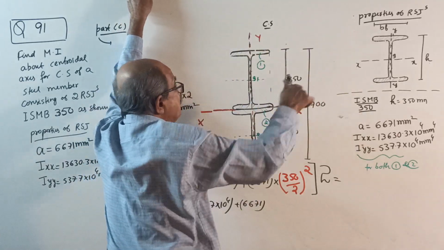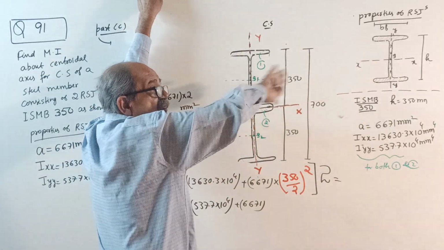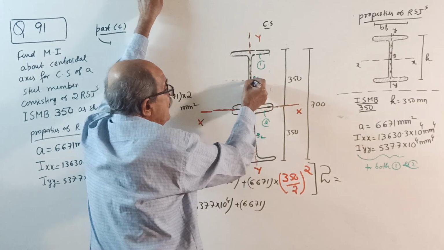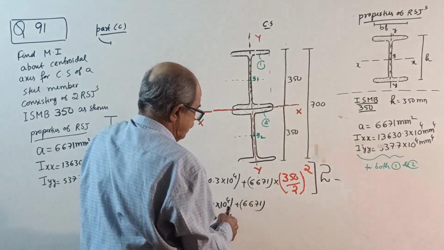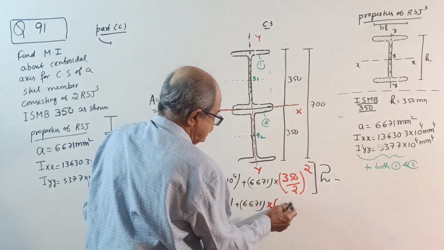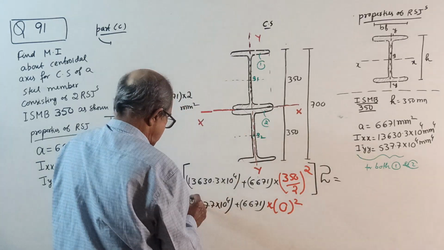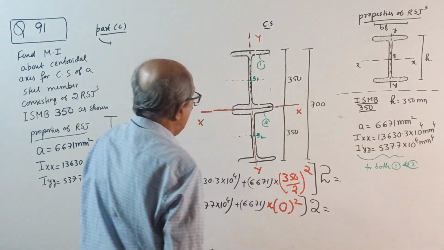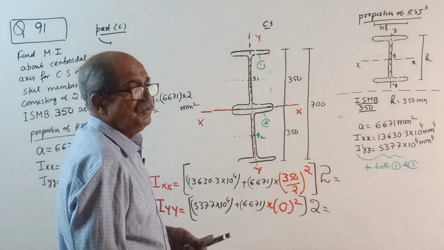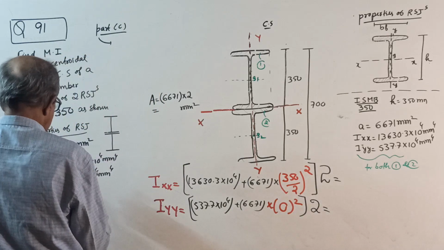So the perpendicular from G1 to yy, the vertical axis, you are doing horizontal distance. Whenever the centroid lies in the required axis, directly multiply by 0 square. I have told this thousands of times, 0 square. Identical for this one, so multiply by 2, and you get I about yy for this section. Very simple question. Okay, next question, 92, is that interesting.